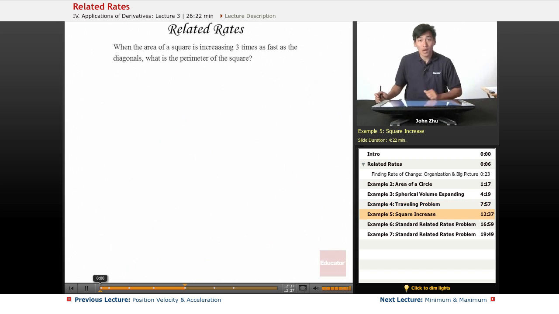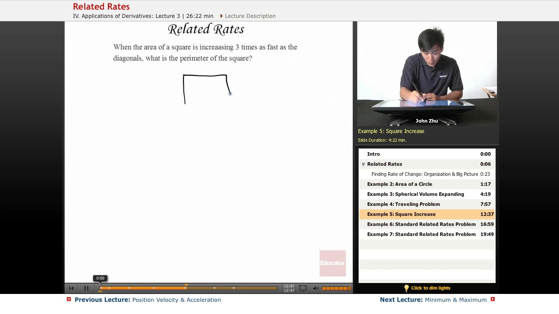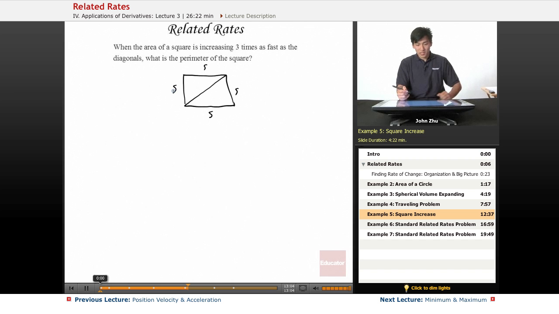So going to another related rates example, this time with a square involved. Let's just go ahead and draw a square to examine our relationship between the variables. Well, here is a square, kind of shoddy, but when the area of a square is increasing 3 times as fast as the diagonal, so we know we need a diagonal. So let's call this side. These are sides. So what is the perimeter of the square?